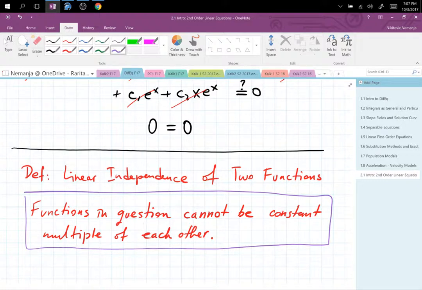So functions are linearly independent. This is not the last time I'm going to say this in class about linear independence. We are going to see and use it a lot. So what you need to know at this point is that two functions are linearly independent if they are not constant multiples of each other. And you also need to know that y1 and y2 cannot be linearly dependent. They must be independent. So you can't have them as a constant multiple of each other.